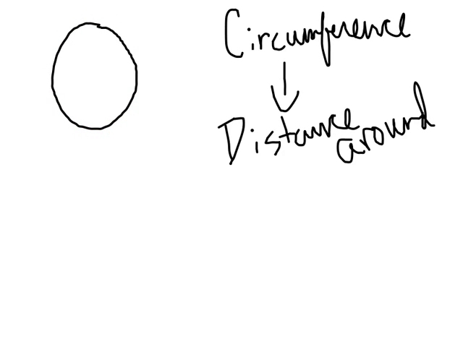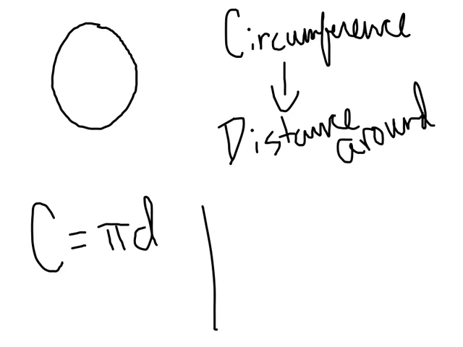There are two different formulas you can use to find circumference, all right? The first one is C equals pi multiplied by the diameter. Or C equals 2 pi multiplied by the radius.